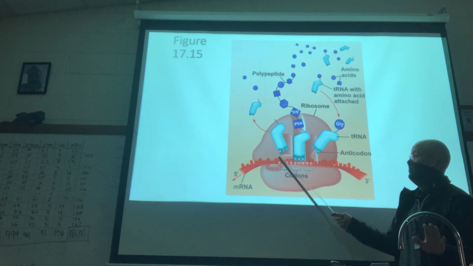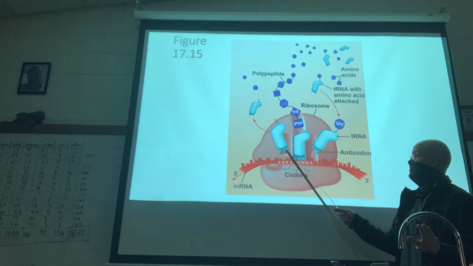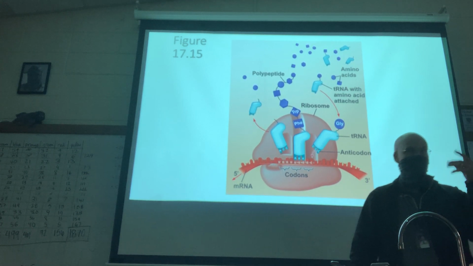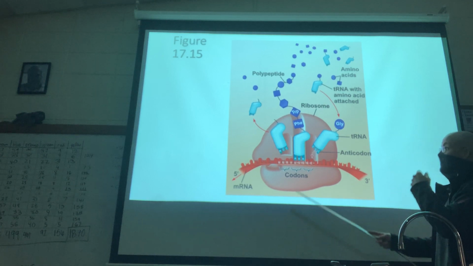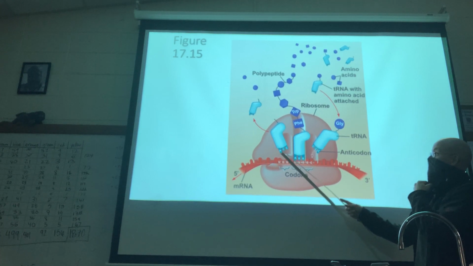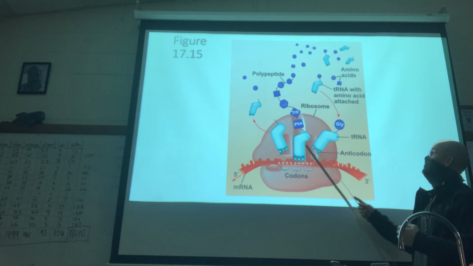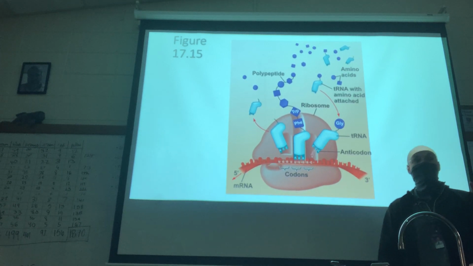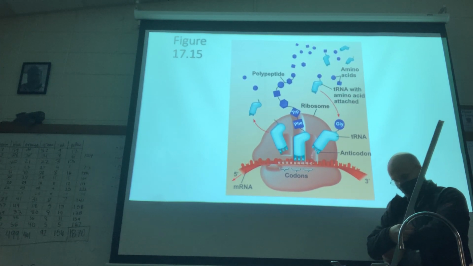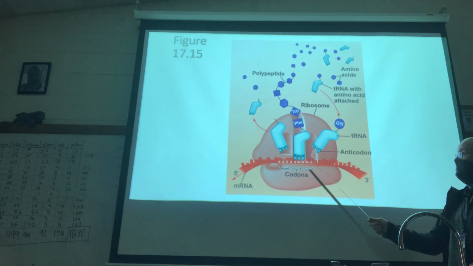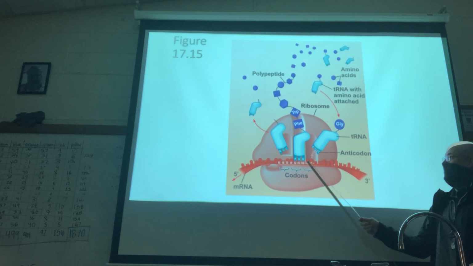U's and A's are attracted to each other. G's and C's are attracted to each other. We've talked about these base pairings before, and we see it again here. So there is a three-letter sequence on the tRNA called an anticodon, and it is what matches up with the codon. What's the problem right here?